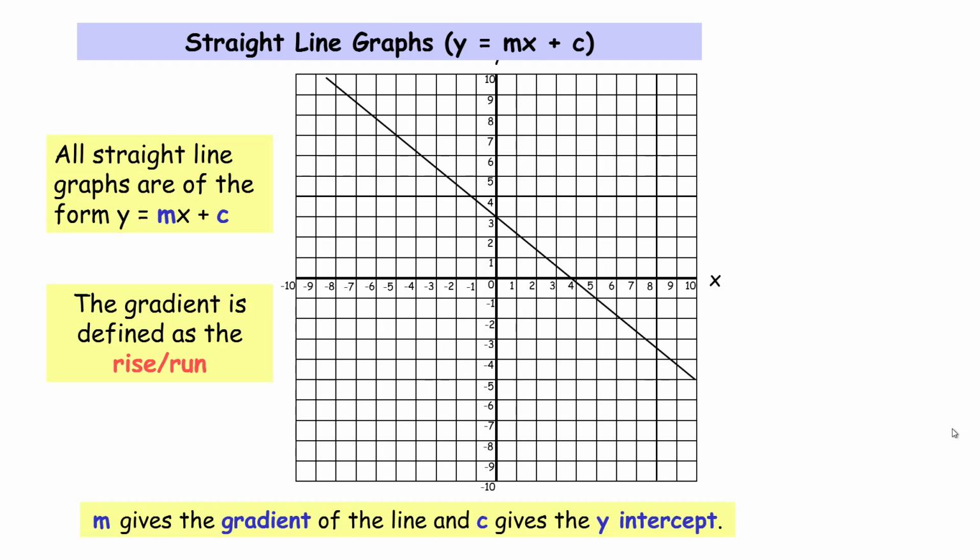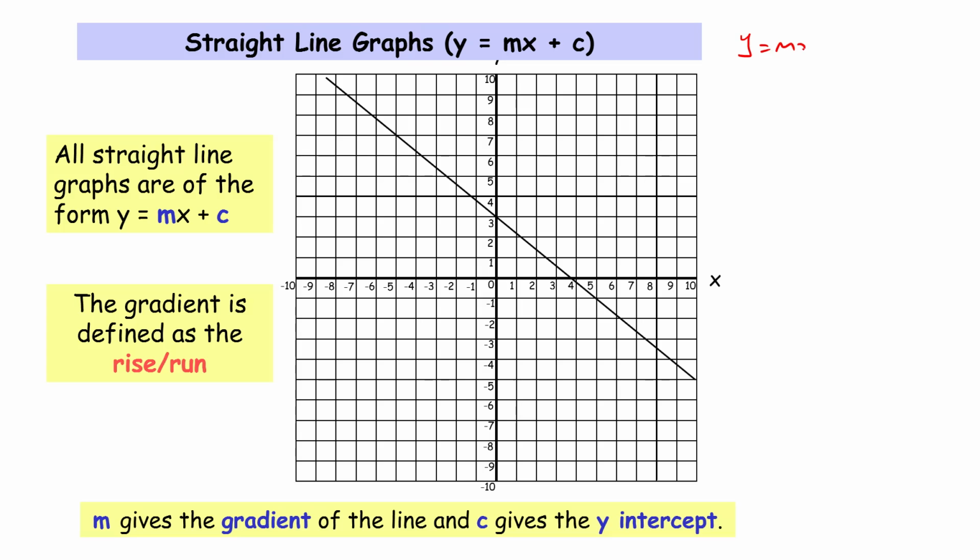Okay, so let's have a look at this example here. Equation of a straight line. Looking at this line, there's something different about it. So as x gets smaller, y gets bigger. So they're going in different directions this time. So we've got a negative gradient. So our m is going to be negative.